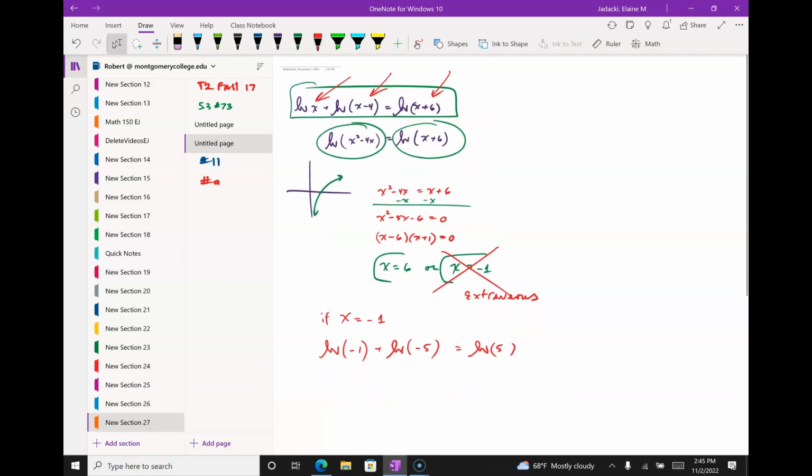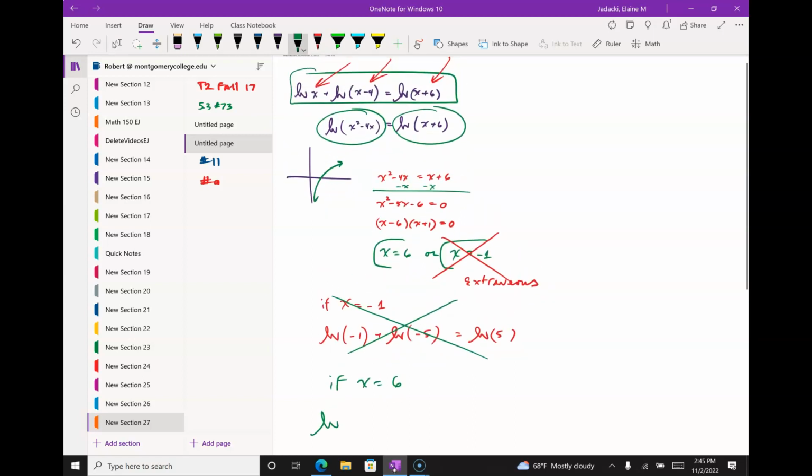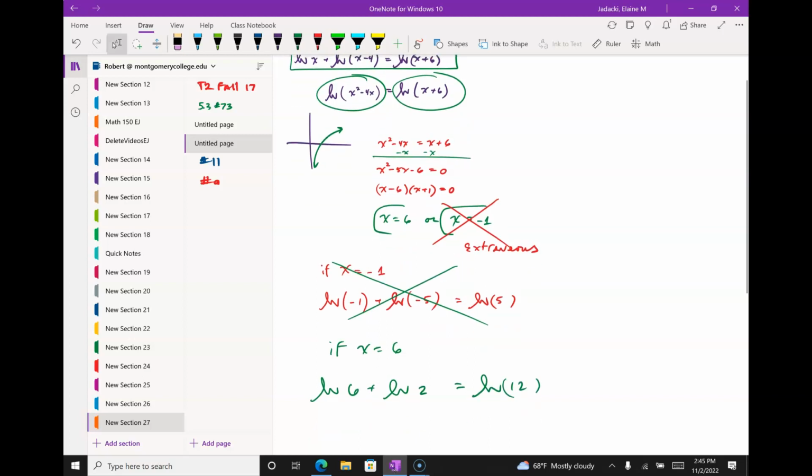I should check the 6, right? I get ln of 6 plus ln of 2 equals ln of 12. Is that true? Yeah, because on the left-hand side, what do I do with the arguments? Multiply. Yes.